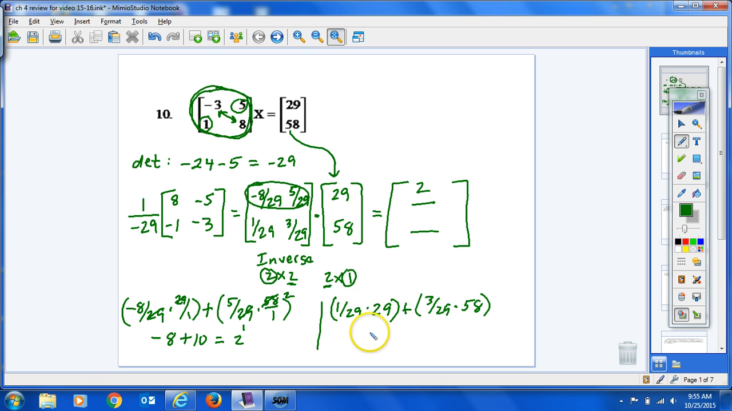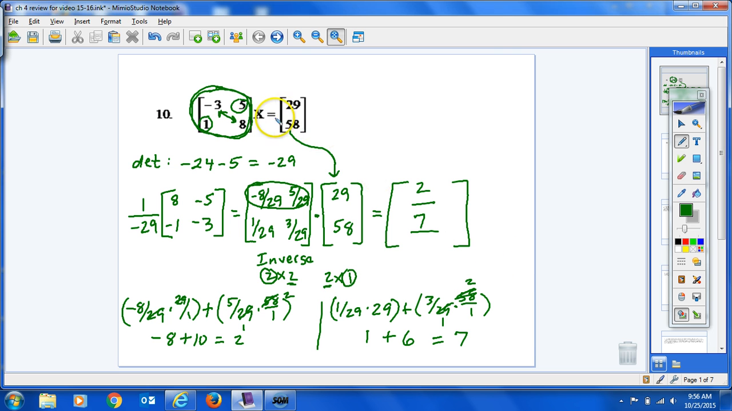Okay, well 1/29 times 29, of course, is just 1. And once again, I'll rearrange this a little bit. It's very similar to what we did on this side. We can think of 58 as being 58 over 1. 29 divides into both of these numbers, so we can cancel. So 3 times 2 is 6. So 1 plus 6 is 7, and that is our bottom number.